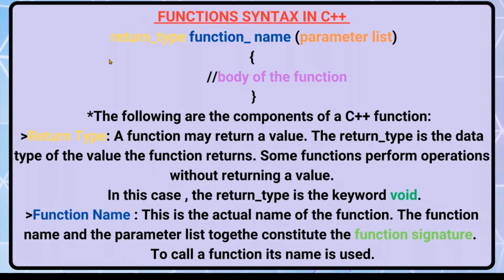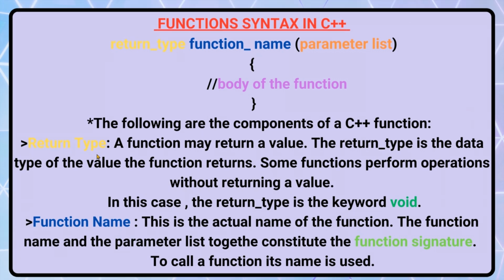When we take the first part, which is the return type, it is the type of data a function returns, whether it's an integer, a double, or a float. The return type is the data type of the value the function returns. Some functions perform operations without returning a value. In this case, where a function does not return a value, a keyword called void is used instead of the return type.